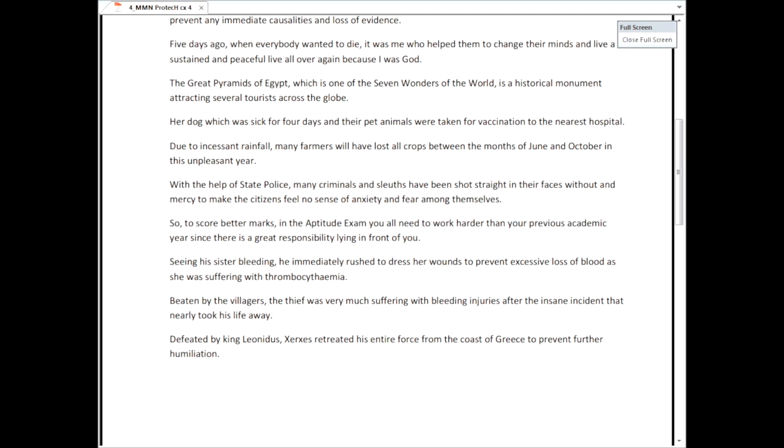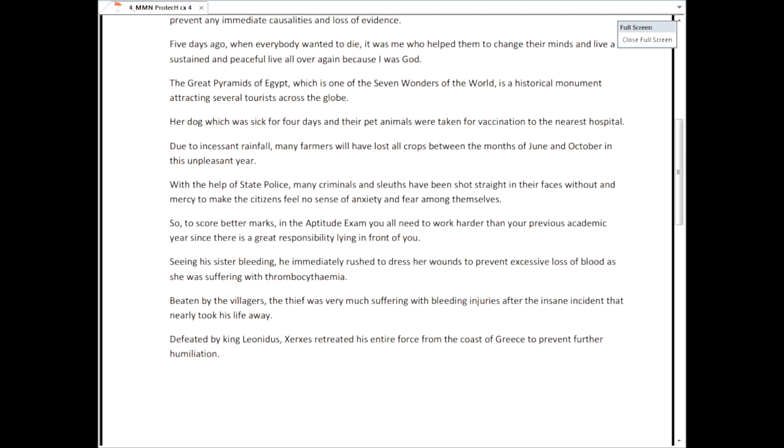So this time read slowly. The idea is to read elegantly. It's not about speed. Do it elegantly. Give appropriate pauses. Okay. With the help of state police, many criminals and sleuths have been shot straight in their faces without any mercy to make the citizens feel no sense of anxiety and fear among themselves. Very good. Very good. Okay. Can you try it without saying, or do you want to read again?